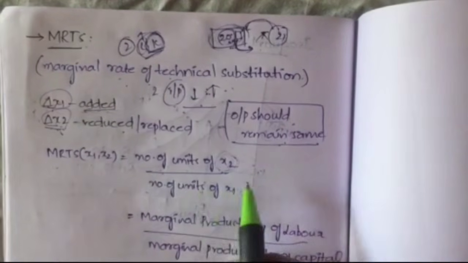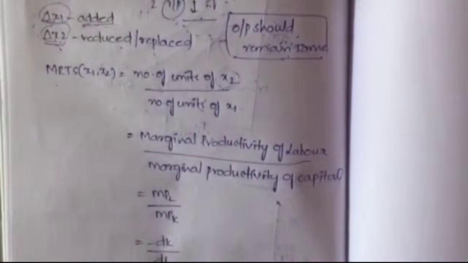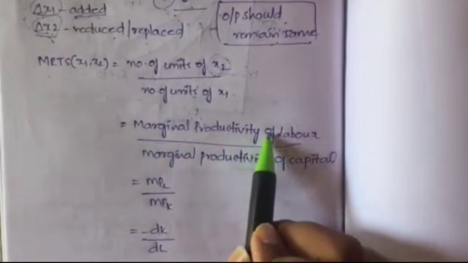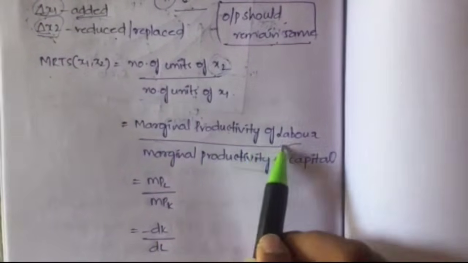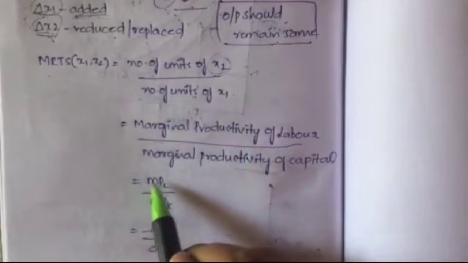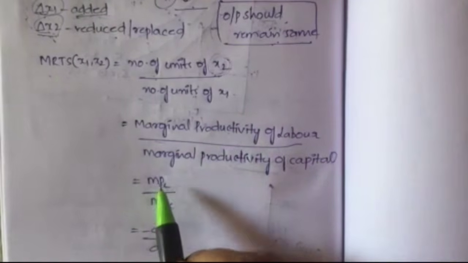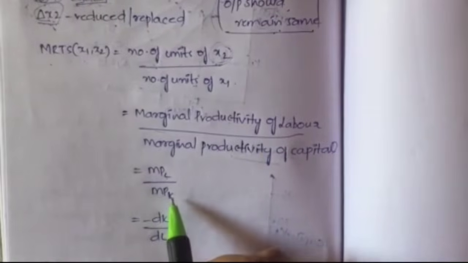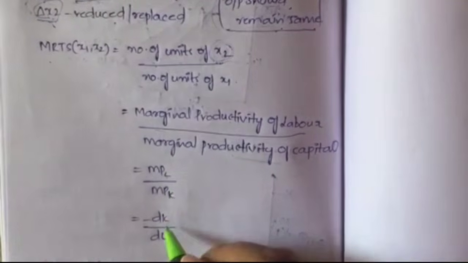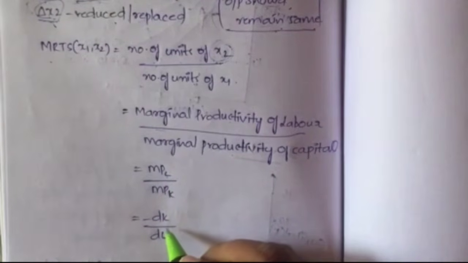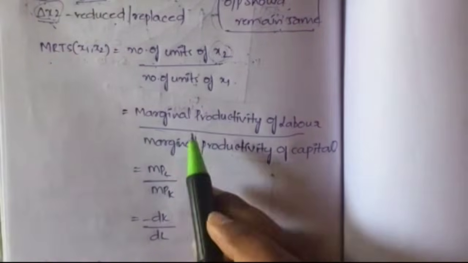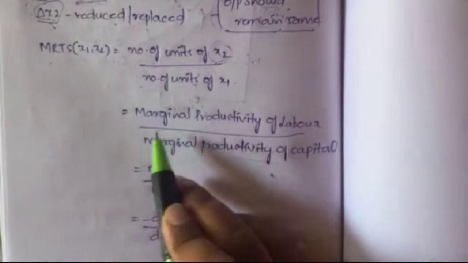You can also have another formula: marginal productivity of labor by marginal productivity of capital. MPL is marginal productivity of labor, MPK is marginal productivity of capital, and this can also be represented as minus dk by dl, the change. Here you may get another doubt. What is the meaning of the word marginal productivity?